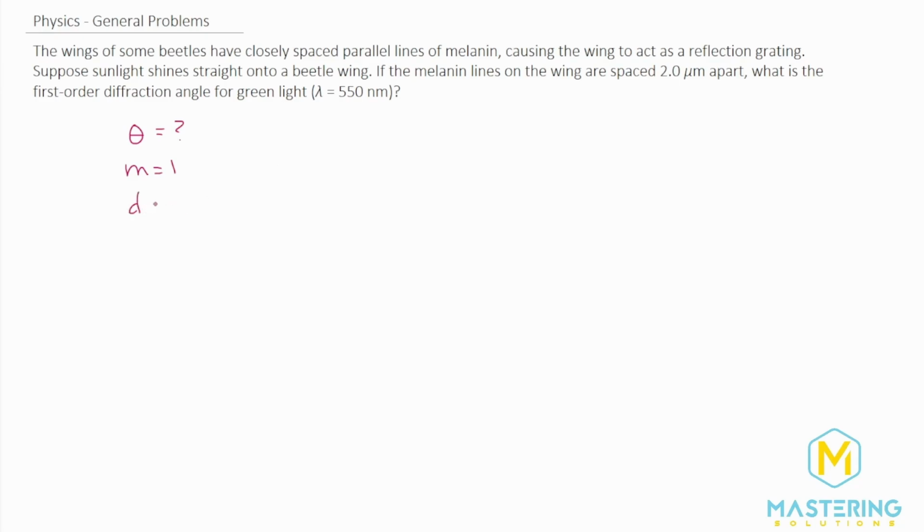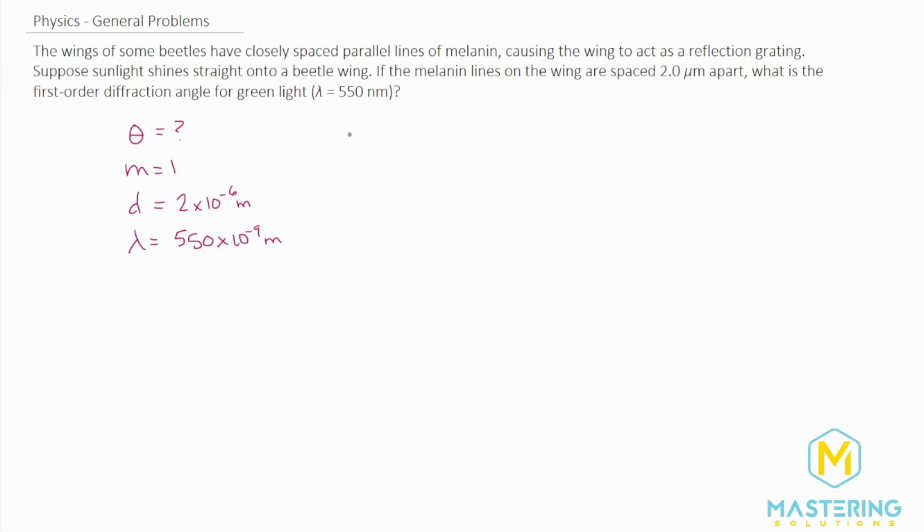And our d, or the slit spacing, in this case the lines of the melanin, is 2 microns apart. So 2 times 10 to the negative 6 meters is going to be d. And then lambda, in this case, is for green light, and that is 550 times 10 to the negative 9 meters, or 550 nanometers. So what is the equation that we'll be using?